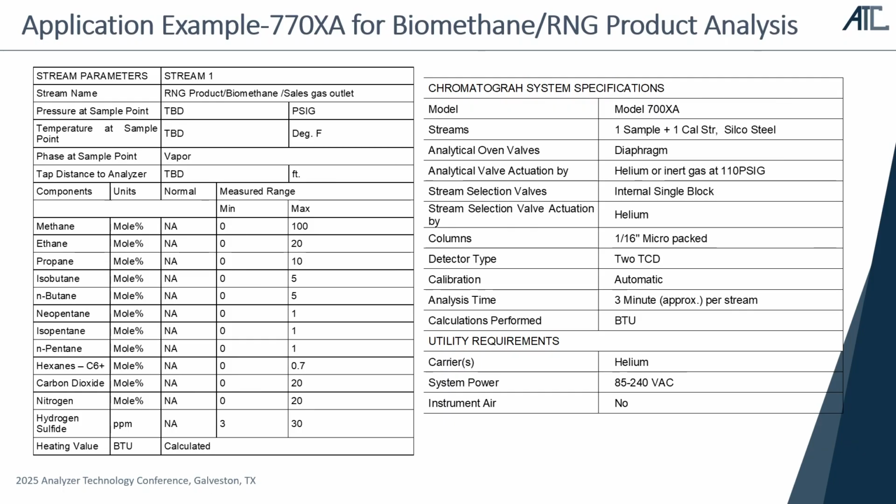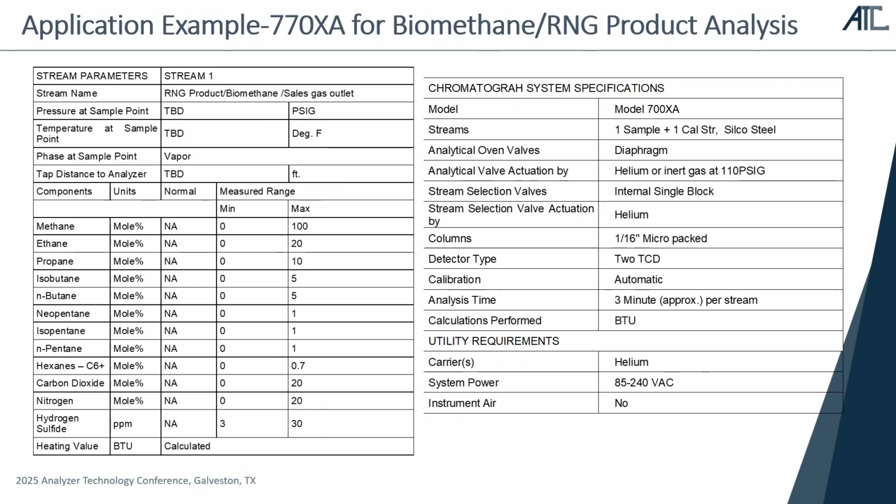And on the product side, we know that the H2S level is much, much lower, right? It's usually a single-digit ppm. For this application, the sample we tested, the H2S range is 3 to 30 ppm. So you can see all the ranges for the other components, methane all the way to C6+. It's quite typical for natural gas pipeline. So for this application, we used a Model 700XA GC. It also has one sample stream and one calibration stream.